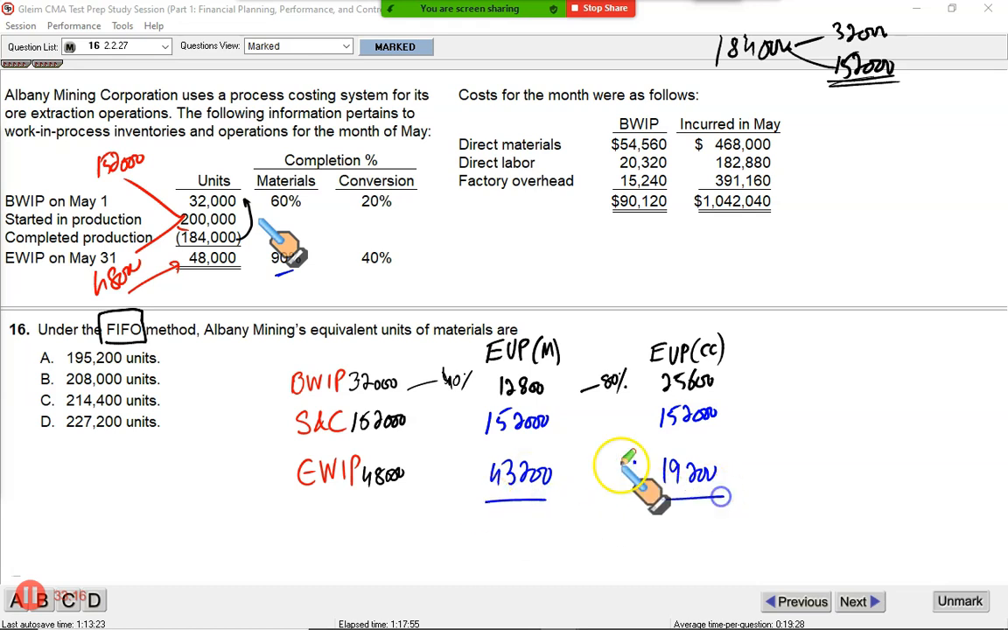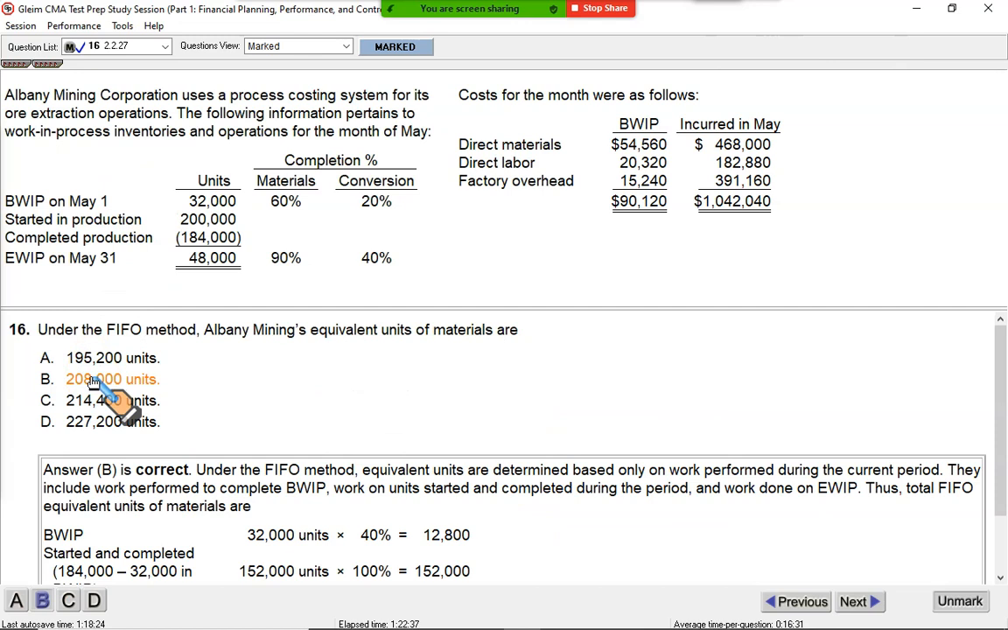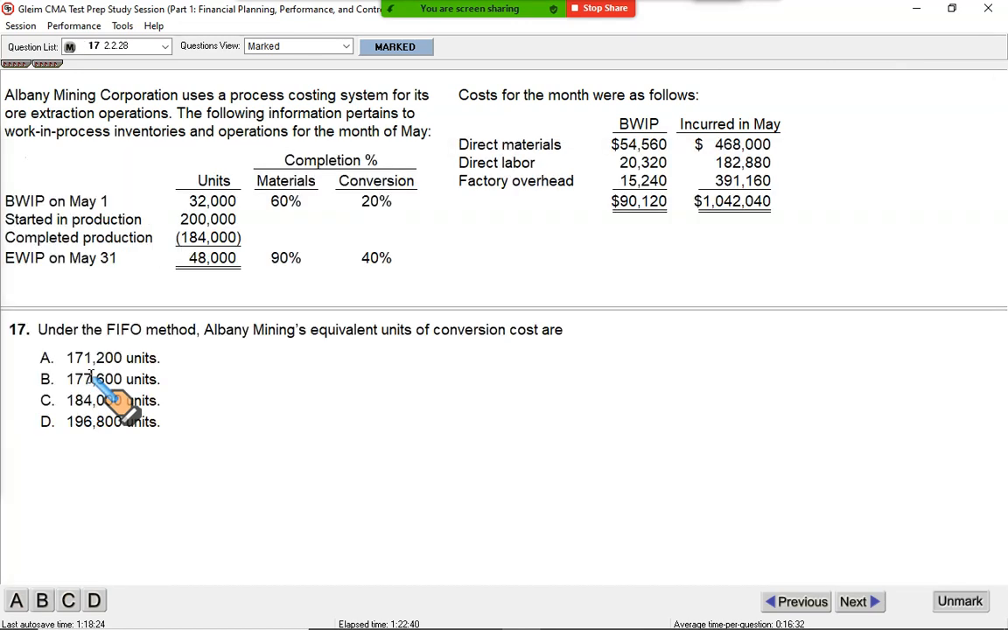If you total these, you should get your answer. 12,800 plus 152,000 plus 43,200 gives you a total of 208,000. These are the EUPs of material. Then 25,600 plus 152,000 plus 19,200 gives you a total of 196,800. Now just match your answers. Under the FIFO method, equivalent units of material are 208,000. That makes B the correct option. Next, under the FIFO method, determine the equivalent units of conversion cost.